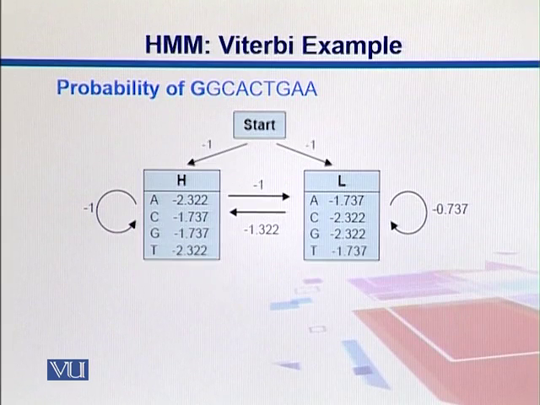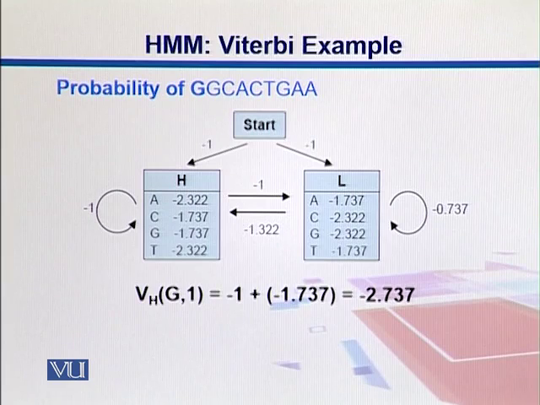Now let's do one more activity to understand it completely. What is the probability of this sequence G, G, C, A, C, T, G, A, A? We are starting with G. At position number 1, what is the probability that this G is coming from H? We take the transition probability of starting in state H, which is -1, plus, since we have already taken logs, we add those values rather than multiply them. And the probability of this G in state H is -1.737. So that is -2.737.